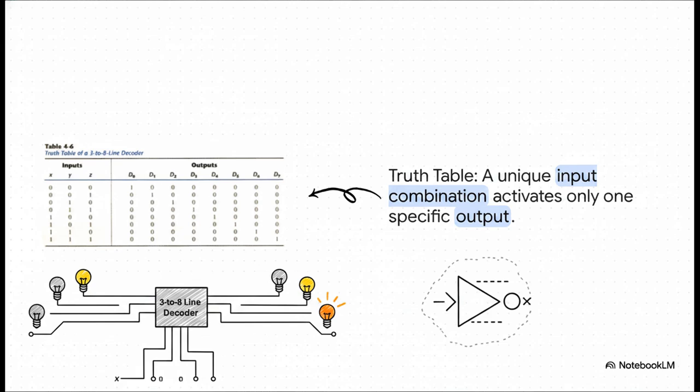It gets a 1. All the others stay at 0. Simple: one code, one specific action.